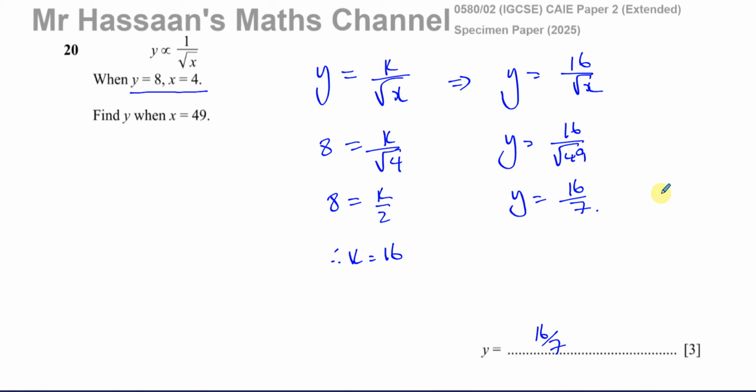If you wanted to write it as a mixed number, you could say 2 and 2 over 7 if you want, but there's no need to do that unless they tell you to write it as a mixed number, as long as you cancel out any common factors. So there's the answer for question number 20. It's all about variation, very similar to the previous syllabus. Just be careful that you understand the notation and you understand how to set this up from the words if they give you a worded problem.